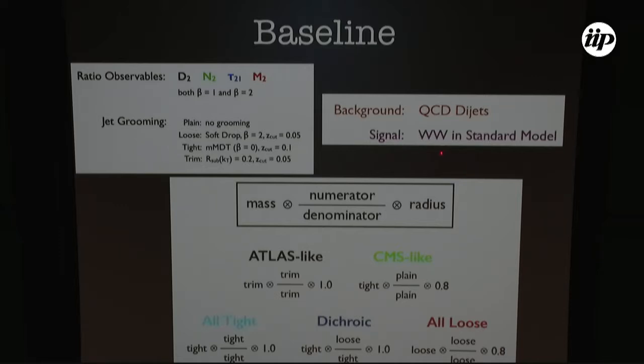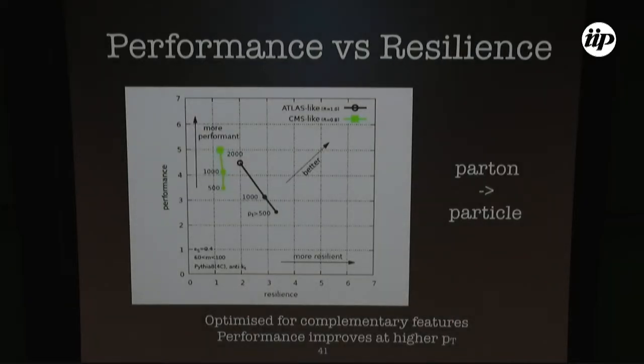Our signal was a hadronic WW, and the background was QCD dijets. So the more you go to the right, the more resilient, so that's good. And the more you go up, the more performance. So that's essentially signal versus background efficiency. Now, let's start with the pT 500 point. So black is ATLAS, green is CMS. So it looks like, without knowing, ATLAS optimized to be more resilient, while CMS optimized to be more performant. And we didn't know that when we did it, but that's what came out of the study.